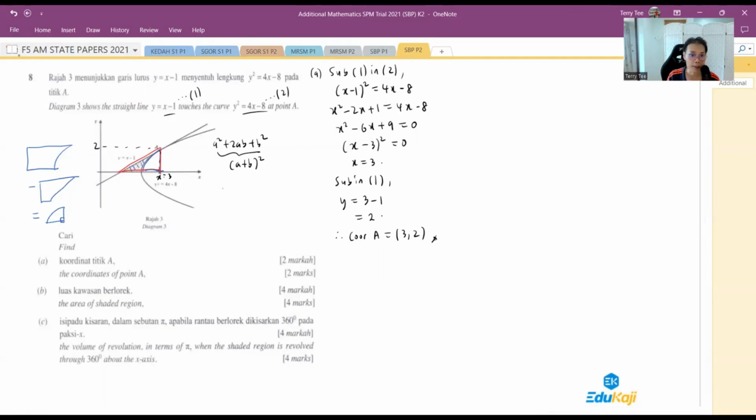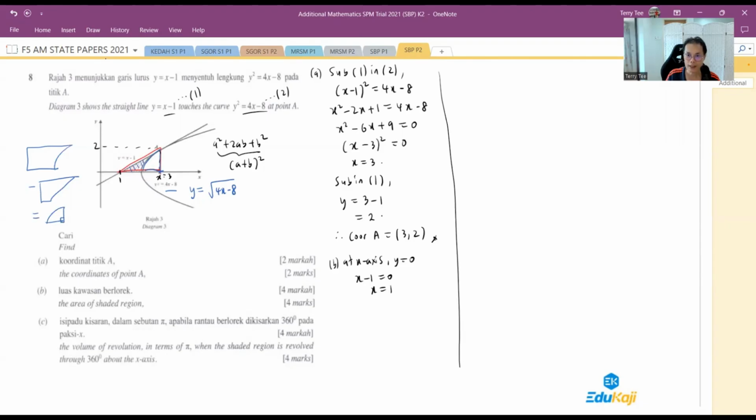Rather than integrating with respect to y. But the difference is when you integrate with respect to x, you need to make y the subject. Your y in this case is square root of 4x minus 8. You need to make y the subject, then only you integrate. Okay, so let me use the area of the triangle. Now we know at the x-axis, your y is 0. So from this equation, x minus 1 is 0, x is 1. So this is 1, okay?